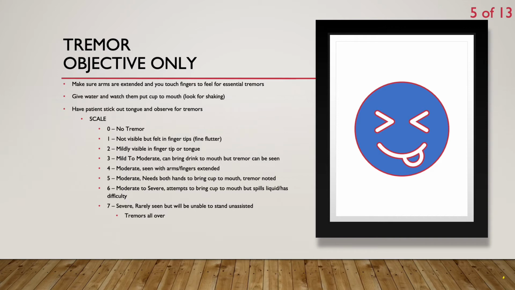4, seen with arms and fingers extended. So basically you say hold your arms out, but you just see the shake. You don't even have to touch them. 5, they take 2 hands to bring a cup to their mouth. 6 is they bring the cup up, but the liquid that's inside spills out because they're shaking so badly. And 7 is very rarely seen. It's severe, but they have difficulty standing unassisted. They're shaking all over. These are the kind of things that you would see with severe withdrawals.